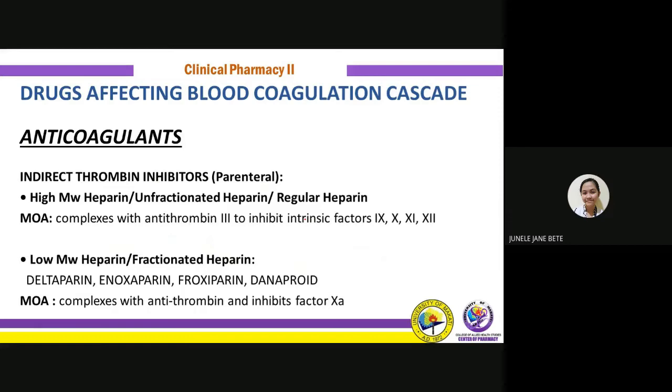And then for low molecular weight heparin or fractionated heparin, we have dalteparin, enoxaparin, tinzaparin, and danaparoid. The MOA is it forms complexes with antithrombin 3 and inhibits activated factor 10. Here it also forms a complex of antithrombin 3 with activated factor 2, but to a lesser extent than with activated factor 10.